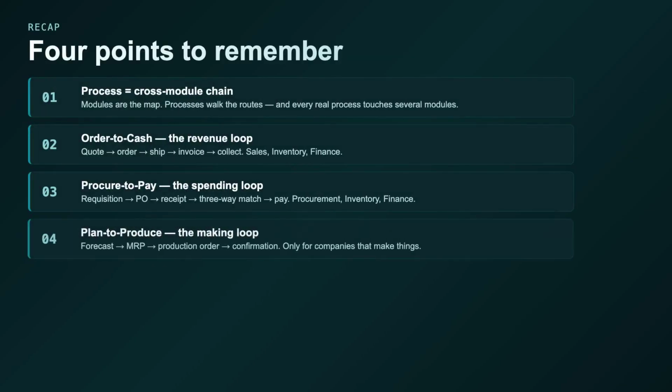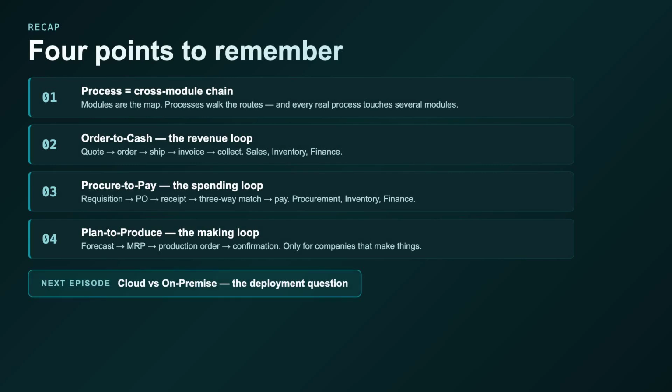Quick recap. A business process is a chain of steps that crosses modules and ends with a financial posting. Order to cash, the revenue loop. Sales, inventory, finance. Procure-to-Pay, the spending loop, procurement, inventory, finance. Plan-to-produce, the making loop, planning, manufacturing, finance, only for makers.